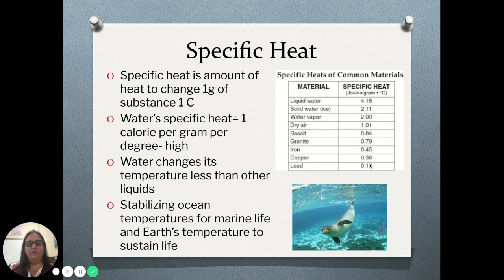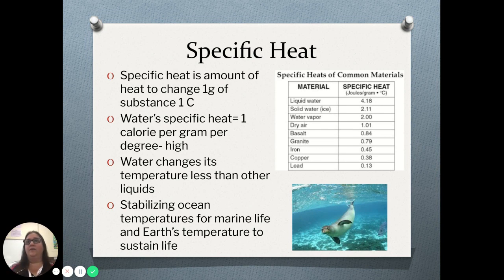So you can see in this chart over here, the water is pretty high, liquid water being the highest. And then you get down to some of these other, like granite and basalt, and it's not even 1. Okay, so water's specific heat is very high, which again means it's going to change its temperature less often. That's really good because if you're an ocean animal, you don't want the water fluctuating from 90 degrees to 50 degrees in one day. You want it to stay relatively constant so they can maintain homeostasis.